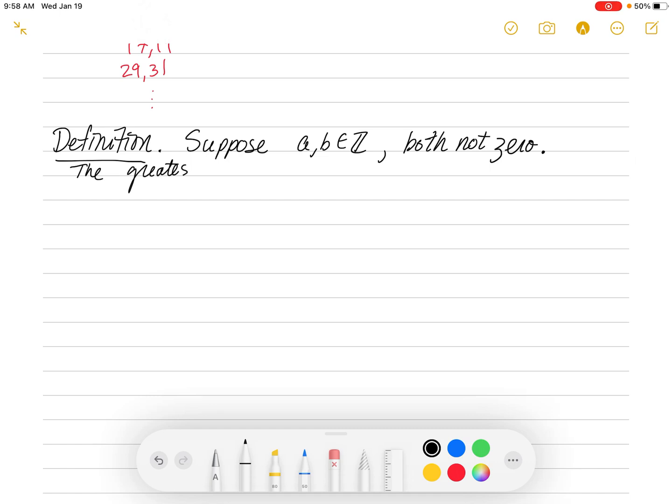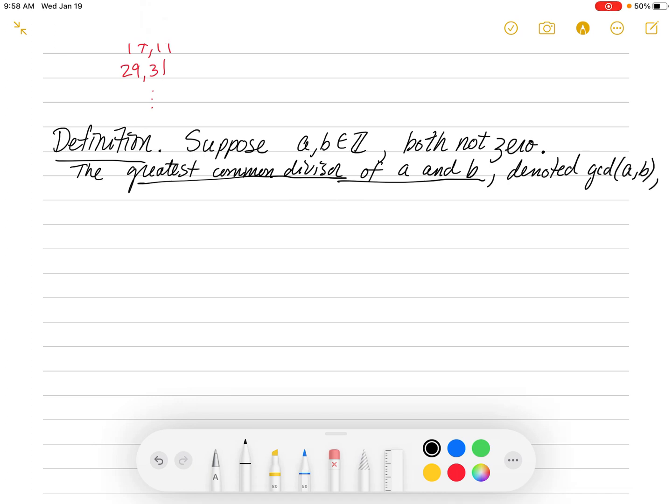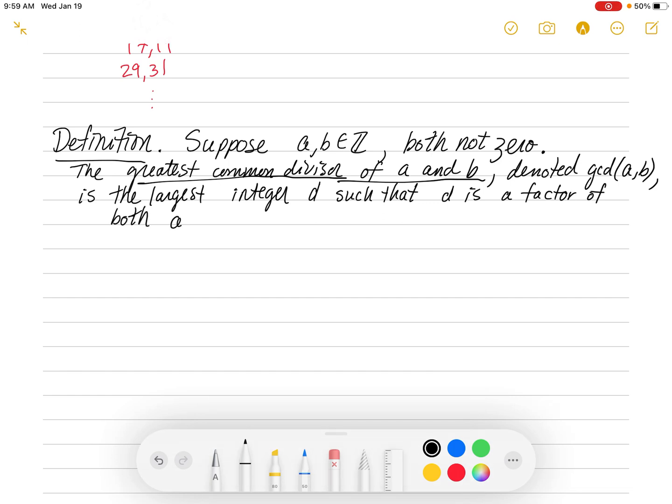The greatest common divisor of A and B, sometimes also called the greatest common factor of A and B, denoted GCD(A, B), is the largest integer D such that D is a factor of both A and B.